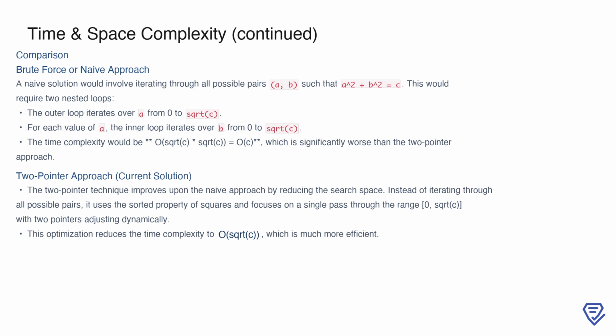In contrast, the two-pointer approach significantly reduces the search space. By exploiting the sorted nature of squares and dynamically adjusting the pointers based on the sum, the algorithm avoids exploring all possible pairs and instead focuses on a single pass through the range from 0 to sqrt(c). This optimization brings the time complexity down to O(sqrt(c)), making it far more efficient than the naive method.